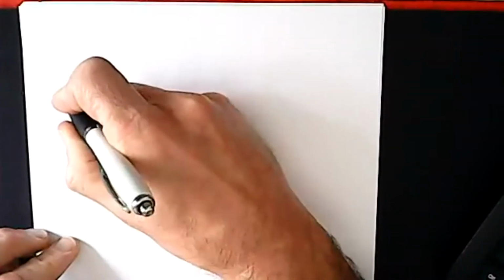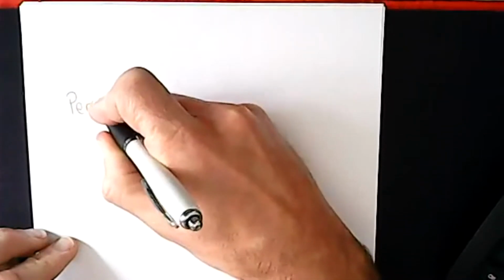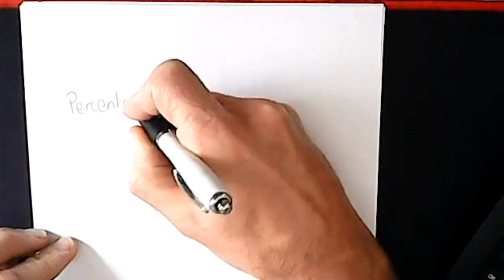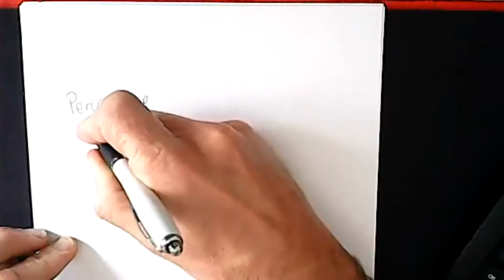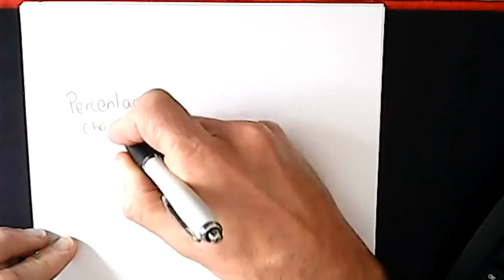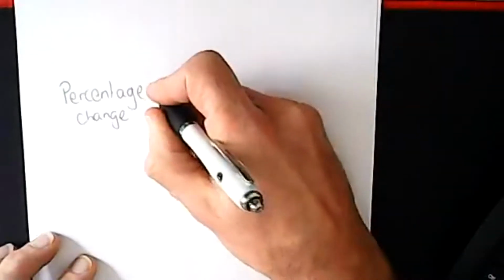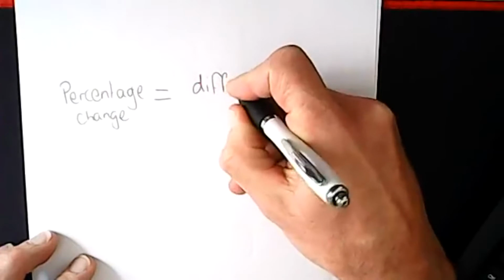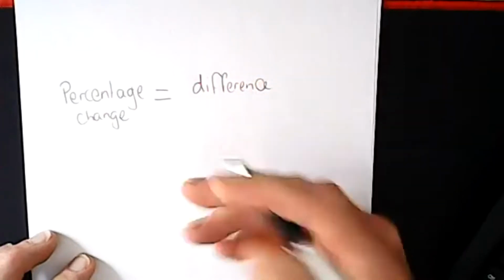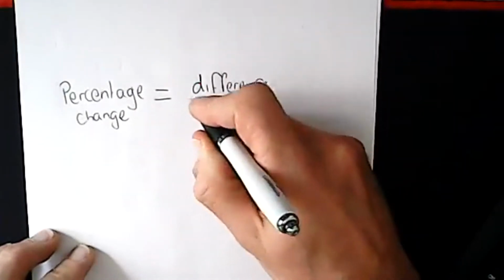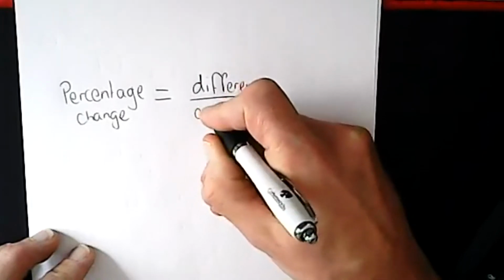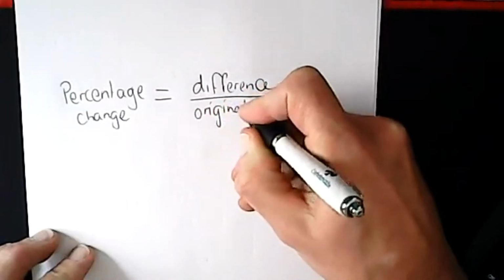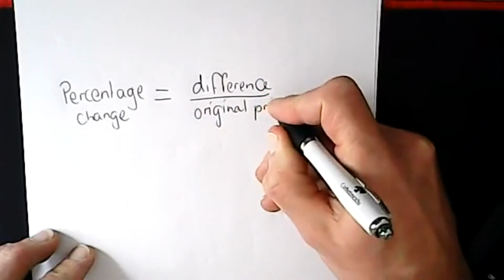There's no other way around it. We talk about percentage change, how much something has gone up or down in terms of a percentage. We need to use this formula. What we do is we find the difference of the two values, the starting value and the end value, divide it by the original price and multiply it by 100.